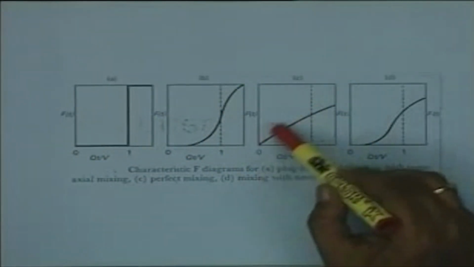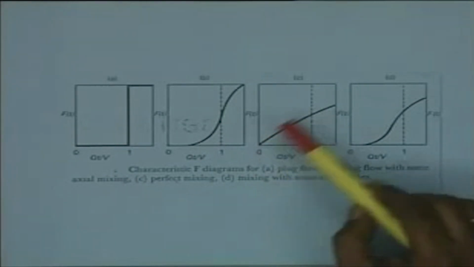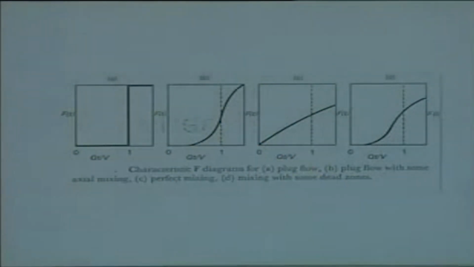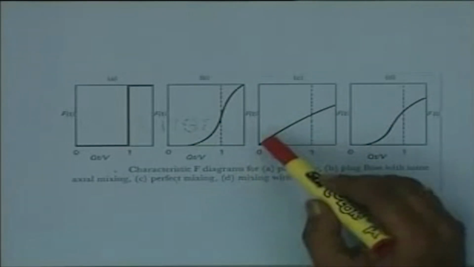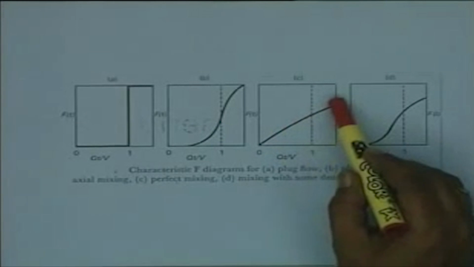In case C, this is the performance with perfect mixing, an exponential output of the tracer from the reactor after putting it in, after time 0. As soon as you put it in, there will be a dilution or mixing taking place, and the tracer will get diluted, and from 0 concentration it will come to a concentration; finally all the tracer will come out.